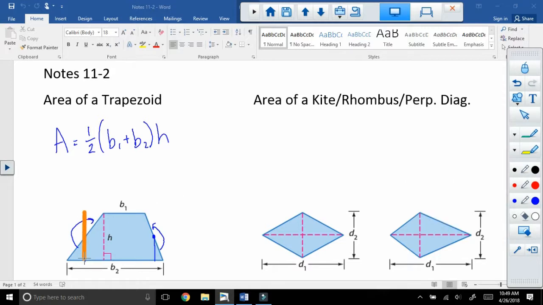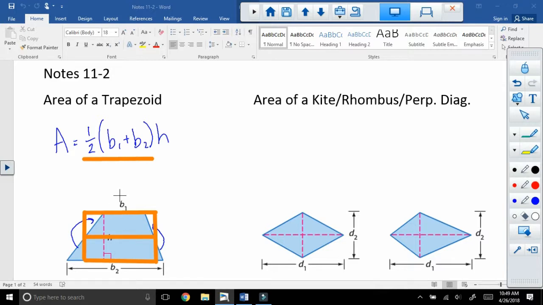This rectangle would look like this. You don't have to draw this part on if you don't want to. But for the area of that rectangle, the height would be the same as this trapezoid, and this part would be the average of those two bases. The distance across would be the same as that mid-segment. Remember, the formula for the mid-segment is you average those two bases.